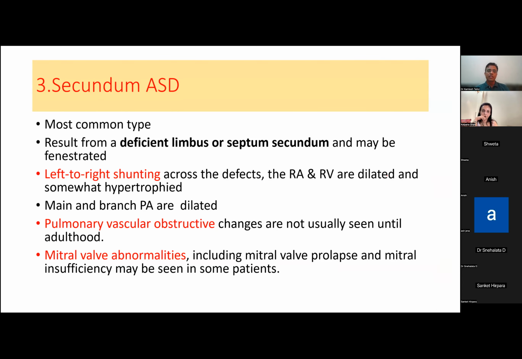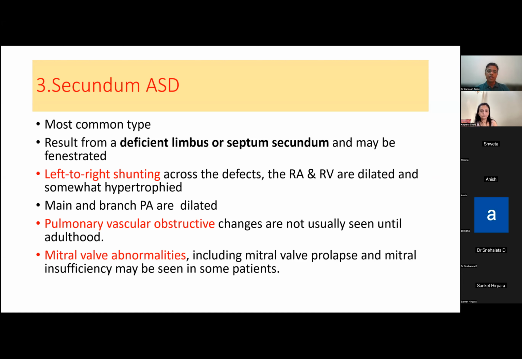The secundum ASD is the third type of classification of ASD. It is the most common and results from a deficient limbus or septum secundum, and sometimes it may be fenestrated rather than having a single defect. There is left to right shunting across the defect because LA pressure is higher than the RA pressure. Because of the left to right shunt, there is a large volume of blood going from left to right, so RA and RV dilatation may happen, sometimes hypertrophy also.